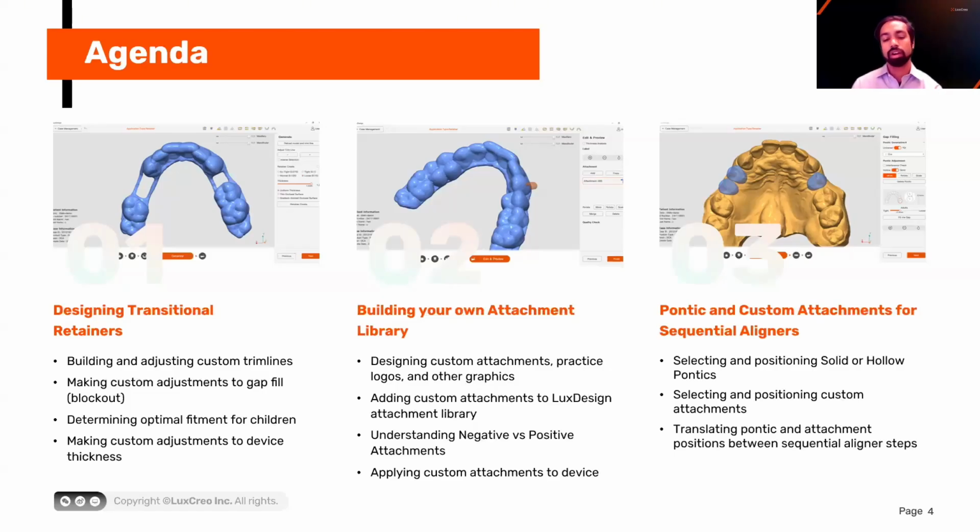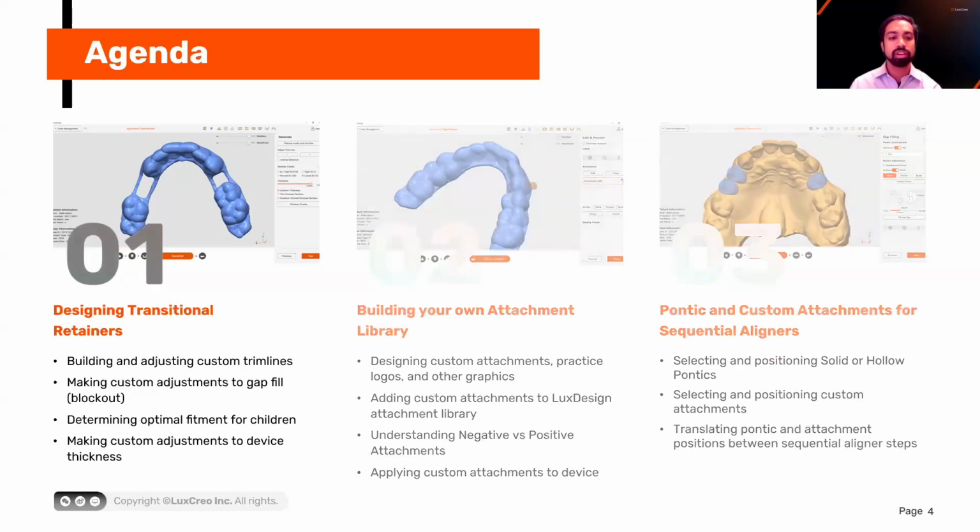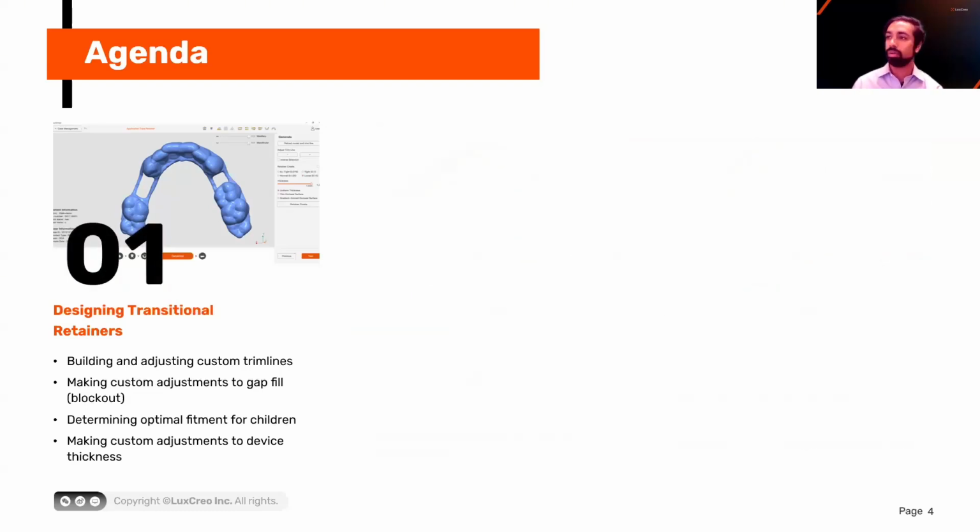Well, actually, it is. In our newest version of LuxDesign that's being released right now, we have our new sequential mode for pontics and for attachments. And you could basically save the position from the last step, immediately load it on the next step. You usually don't have to make any adjustments, sometimes very minor, and then it's good to go. So we're going to get into that. The first thing we're going to do is talk about the design of transitional retainers and whatnot.